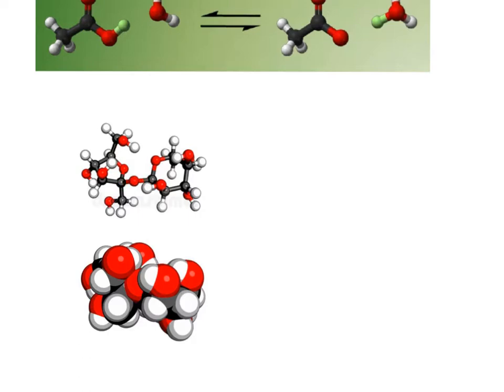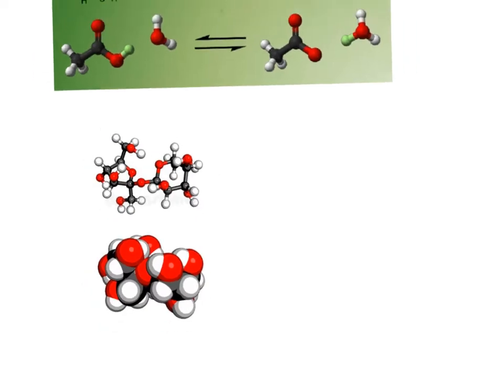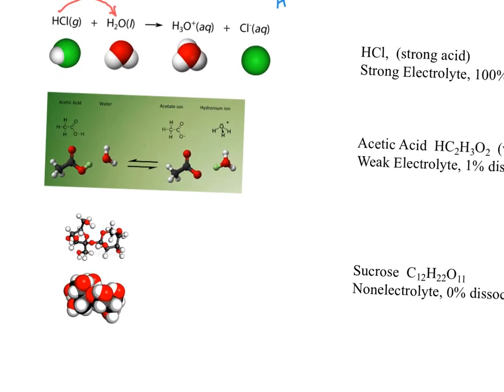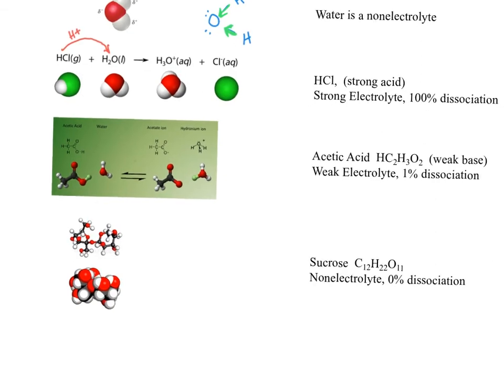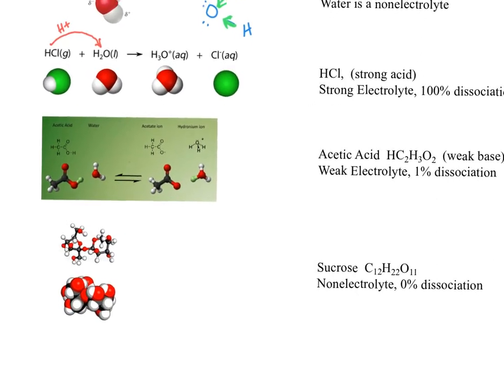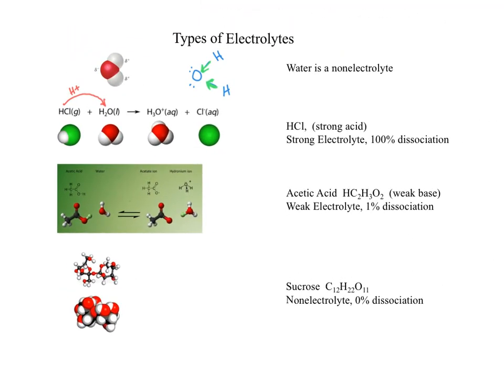And these bonds are covalent. There's no acid group. There's no COOH on sucrose. So no part of this molecule has a tendency to break off into water. And so it's 0% dissociation, non-electrolyte. And you didn't see any effect then with the light bulb.